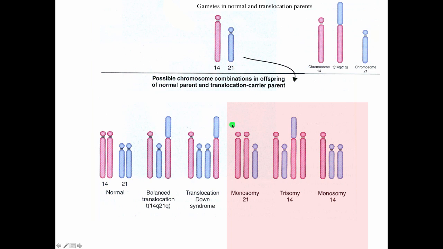These individuals, you'll have a monosomy, a trisomy, a monosomy, and in these individuals, normal, a balanced translocation, and a translocated Down syndrome. These individuals, the monosomic 21, the trisomic 14, and the monosomic 14, don't survive to term.